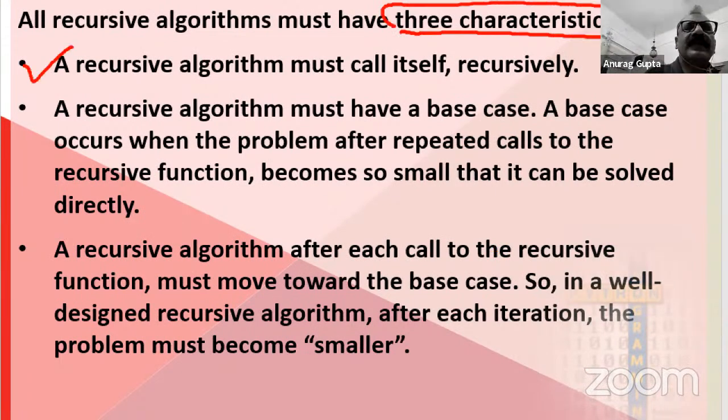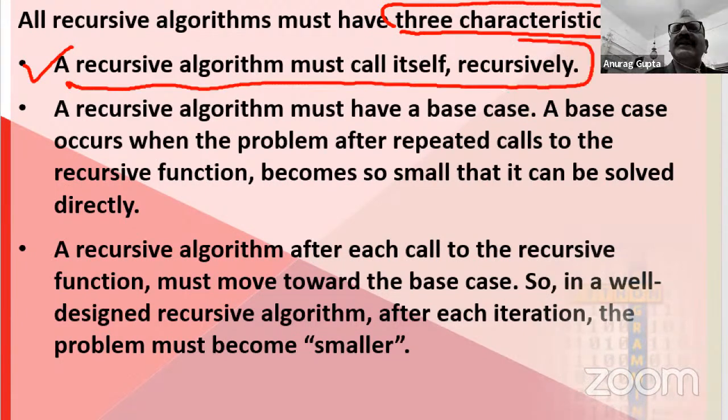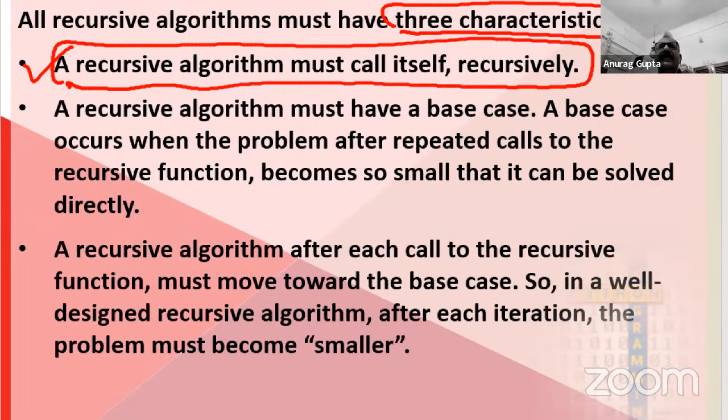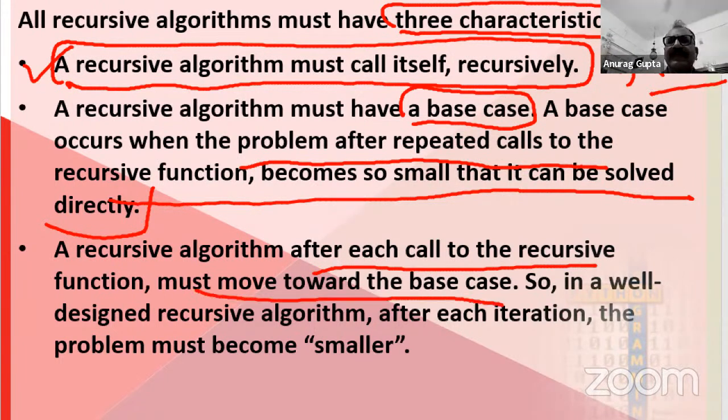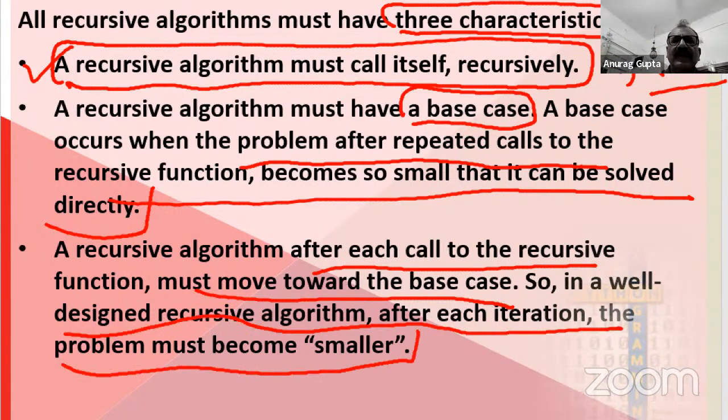It has three characteristics. First, a recursive algorithm must call itself recursively. Very obvious. If you're trying to find 5 to the power 3, suppose you're writing a function f, then within this function, we'll call f again. It will become clear. Second, a recursive algorithm must have a base case. A base case occurs when the problem, after repeated calls to the recursive function, becomes so small that it can be solved directly. Third, after each call to the recursive function, it must move towards the base case. In a well-designed recursive algorithm, after each iteration, the problem must become smaller than the original problem.